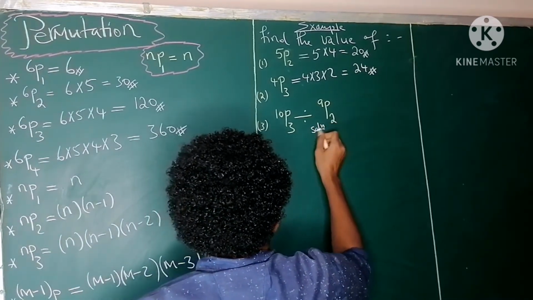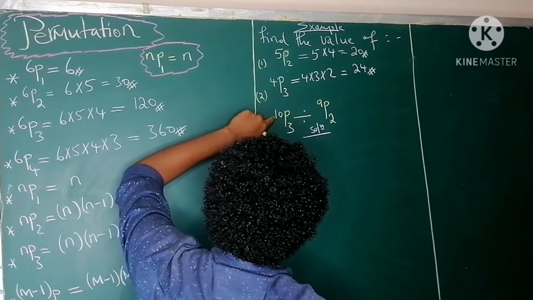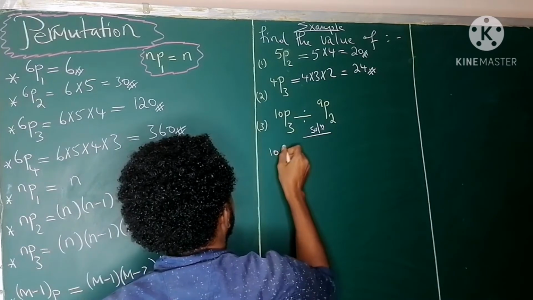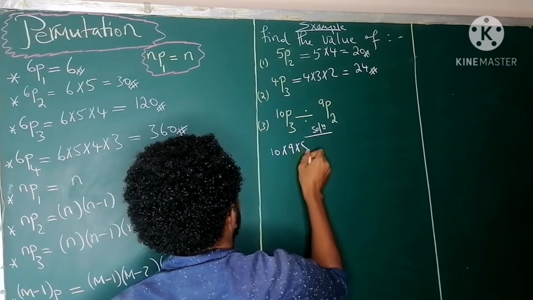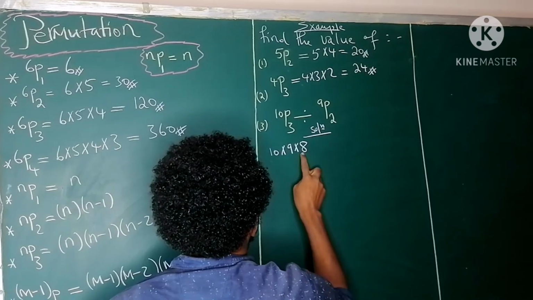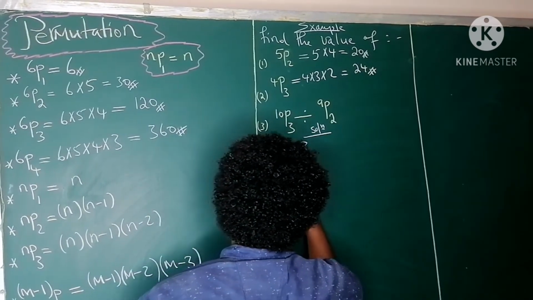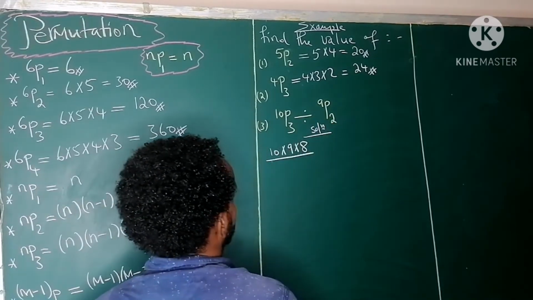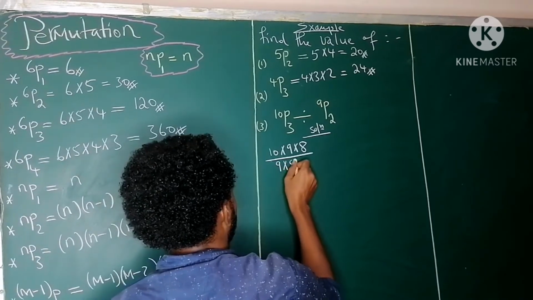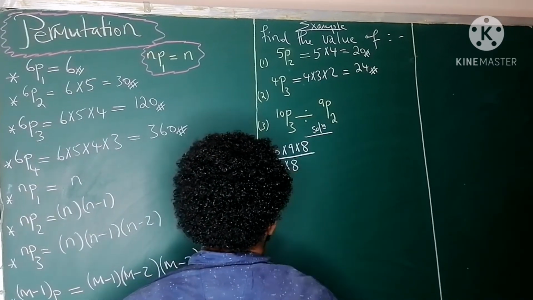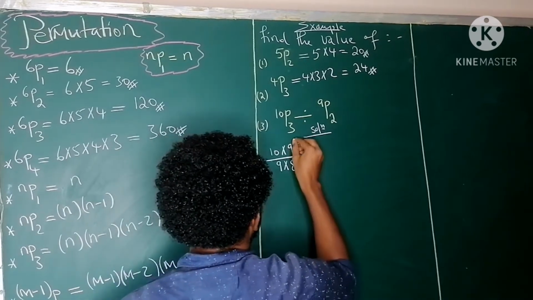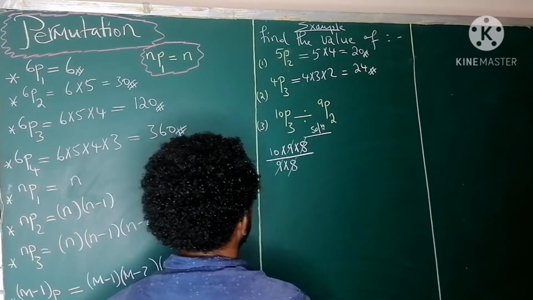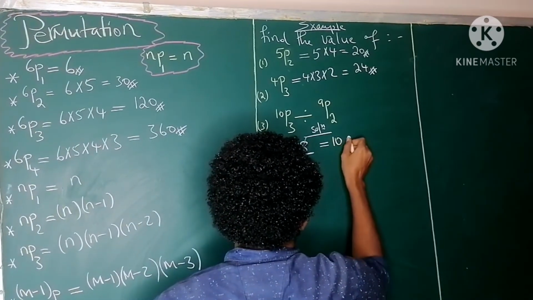Example 3: 10P3, to be multiplied downwards. How many factors? 3 factors. So this is 10 times 9 times 8, 1, 2, 3, divided by 9P2. This is a division. 9P2 is 9 times 8, so these are 2 factors. Now we cancel the like terms: 9 and 9, 8 and 8. What remains is 10.